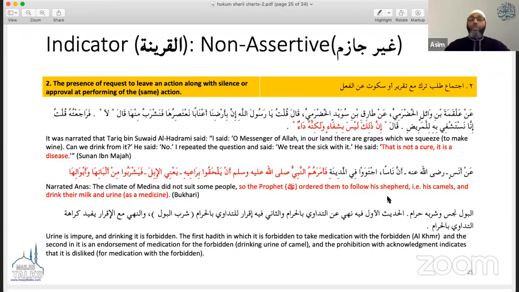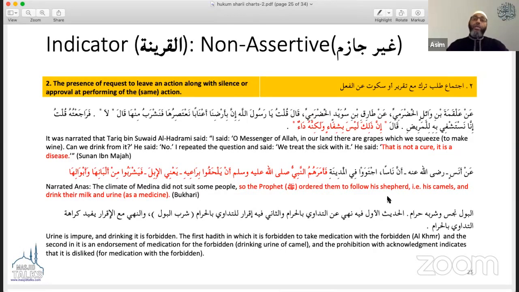Like the hadith of Rasulullah sallallahu alaihi wasallam that talks about the usage of wine that comes from grapes. The hadith says that Tariq bin Suwaid al-Hadrami said, I said to Rasulullah sallallahu alaihi wasallam, O Rasulullah, in our land there are grapes which we squeeze to make wine. Can we drink from it? And he said no. And I repeated the question, and said, we treat the sick with it. And Rasulullah said, "Inna dhalika laysa bishifa'in walakinnahu da'." That is not a cure, it is a disease.